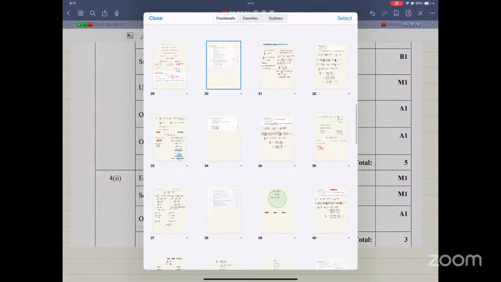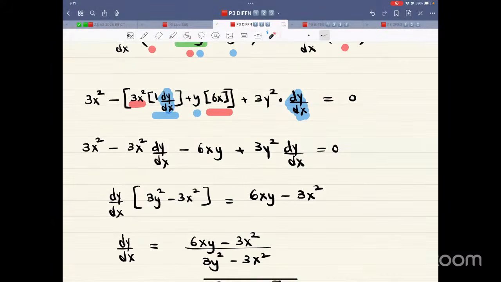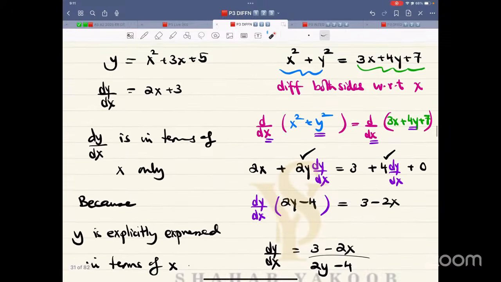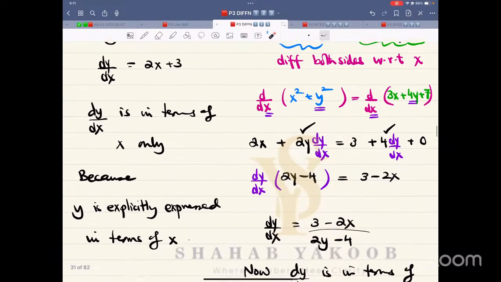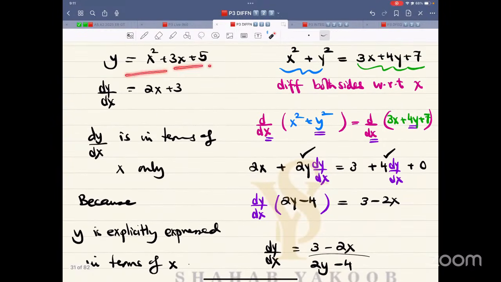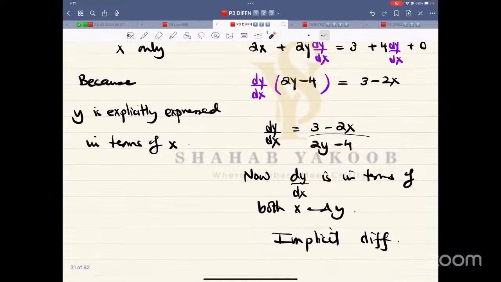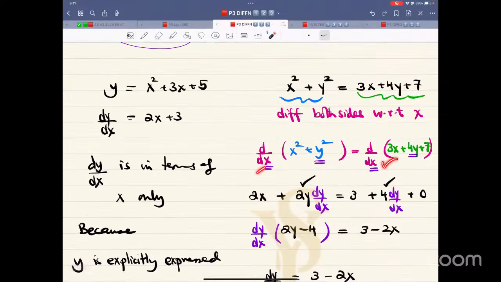And let's talk about implicit over here. It says the equation of a curve is this. Show that dy by dx is this. In implicit, you cannot make y the subject of the equation. So if y is completely in terms of x, dy by dx is in terms of x only. Of course, the constants are there. If you cannot make y the subject of the equation, then dy by dx is in terms of x and y only. We differentiate both sides with respect to x. Whenever we differentiate x, no issue. Whenever we differentiate y, we have to write dy by dx, and in the end, make dy by dx the subject.